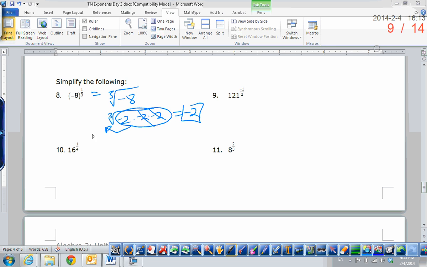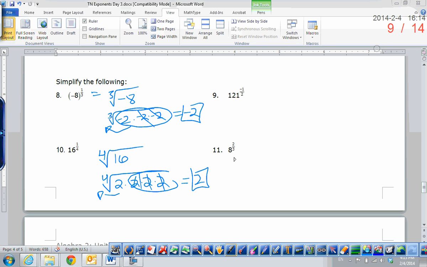Kind of similarly for number 10. If I had the 4th root of 16, well, the 4th root means I need 4 of the same number to be able to take 1 out. 2 times 2 times 2 times 2. So 3 die this time. 1 goes on the outside, so my answer is 2.